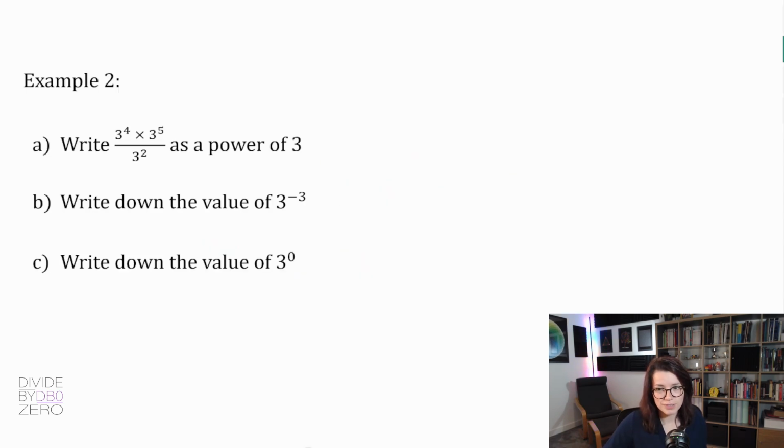Next example. So we've got powers of 3 here, all multiplied and divided by each other, and we want to write it as a single power of 3. Start by doing the top first. We've got 3 to the power of 4 times 3 to the power of 5. That would give 3 to the power of 9 from adding those two powers, over 3 squared. Then we can subtract because we're dividing. So it's 3 to the power of 7.